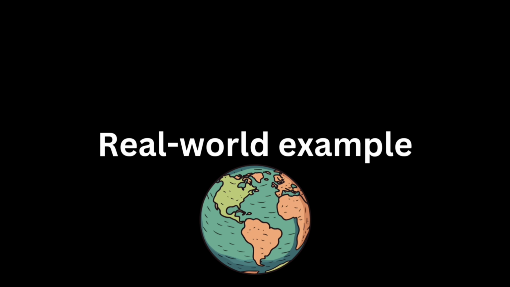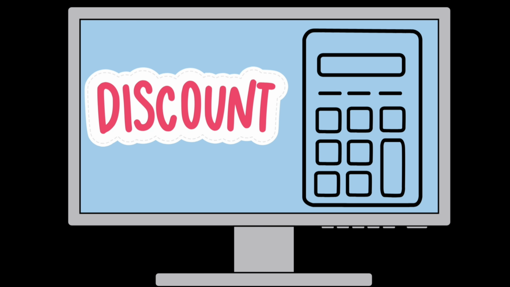Before we wrap up, let's look at a real-world example. Suppose you're building an app that calculates discounts. You need to convert user inputs, which are strings, into numbers to perform calculations, and then perhaps convert the results back to strings to display them.